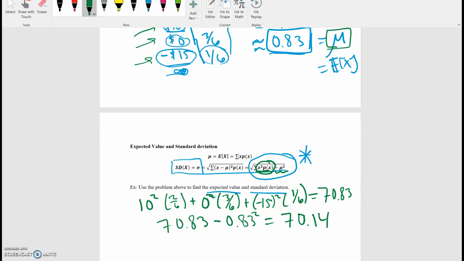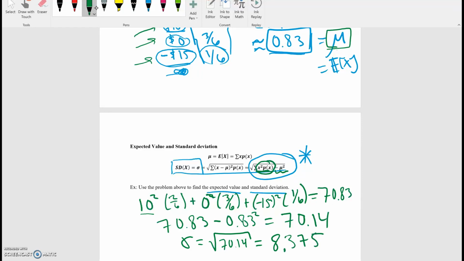Okay, am I done? Is this sigma? No, right? Because I took all of my x values, I squared them, multiplied them by the probability, added them together, and subtracted mu squared, but the last thing is the square root. So sigma now is going to be the square root of 70.14. I'm going to go ahead and put it in my calculator, and what I'm going to get is 8.375.